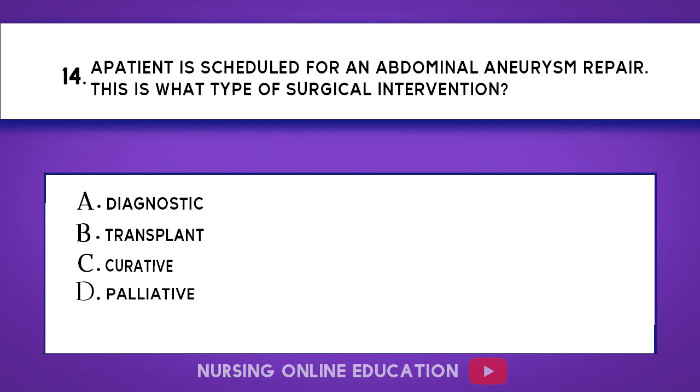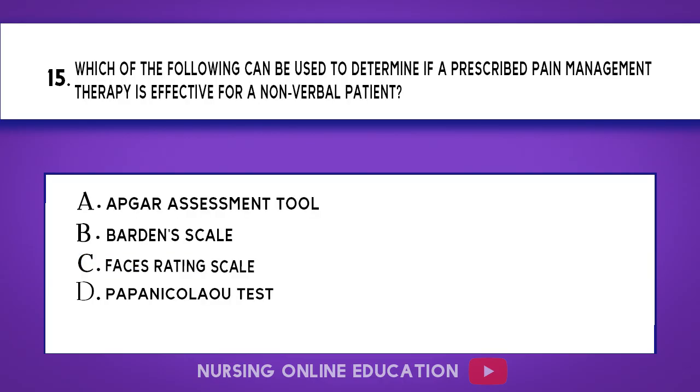14. A patient is scheduled for an abdominal aneurysm repair. This is what type of surgical intervention? A. Diagnostic. B. Transplant. C. Curative. D. Palliative. The answer is option C. Curative.